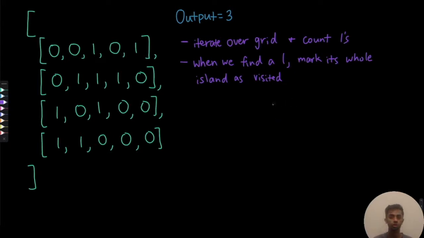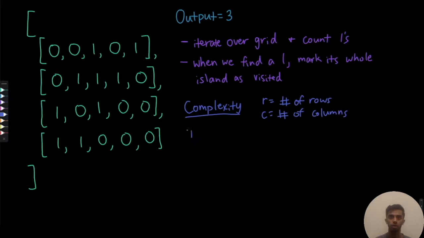All right, that covers the general idea of how this algorithm works. Let's talk about the complexity of it. So, as always, we want to start by defining our variables. We're going to say R is the number of rows in our input grid, and C is the number of columns in our input grid. These variables will allow us to talk about the complexity. So we want to analyze the time complexity and the space complexity.